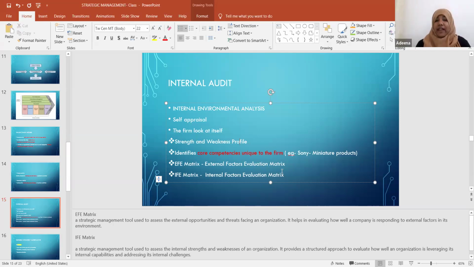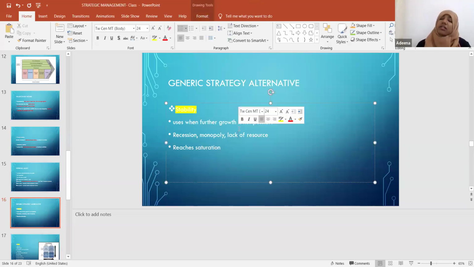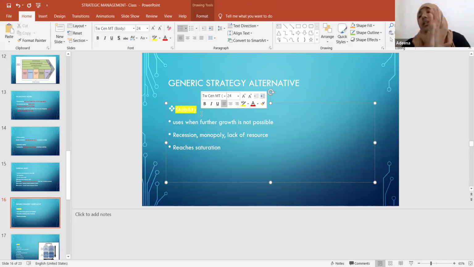So we have seen strategic intent, external audit, and now internal audit. The next stage is the generic strategy alternative. The generic strategy alternative has three major strategic alternative decisions the organization could undertake. You have to understand that this is not the same as Porter's generic strategies. That is entirely different. Generic strategy alternatives are the alternative solutions or strategies the organization could undertake while deciding to set their strategy, the alternatives the organization decides on to survive. Either they could be stable.